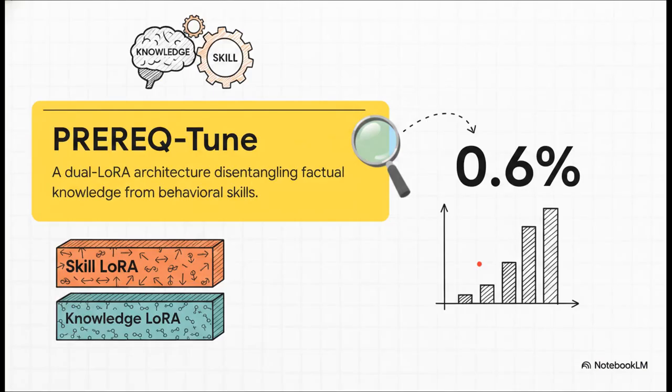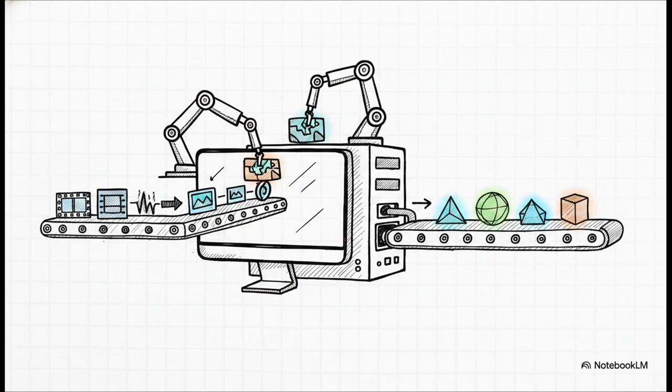So, catastrophic forgetting. We all hate it. But the PreTune architecture permanently resolves this knowledge inconsistency, which is when a model starts hallucinating because fine-tuning new skills forced it to override its pre-trained facts. PreTune solves this by freezing a knowledge LoRA, a low-rank adaptation, right beneath an active skill LoRA. By cleanly disentangling what the model knows from what the model does, it drives hallucination rates down to an absolutely incredible 0.6%.